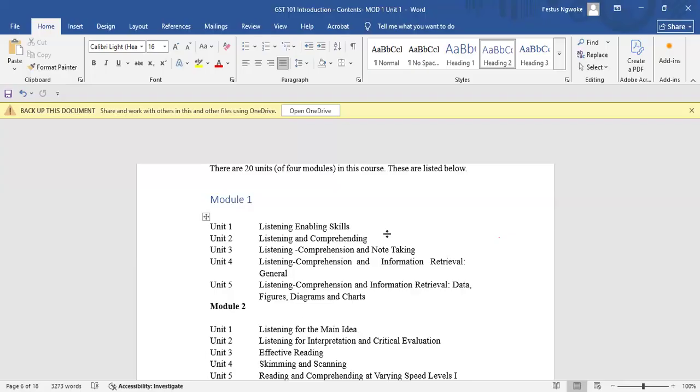2 of the language skills are primary, while the other 2 are secondary. The primary language skills are listening and speaking, while the 2 secondary language skills are reading and writing. Fortunately, we are going to look at 1 primary language skill in this course, listening, and 1 secondary language skill, reading.